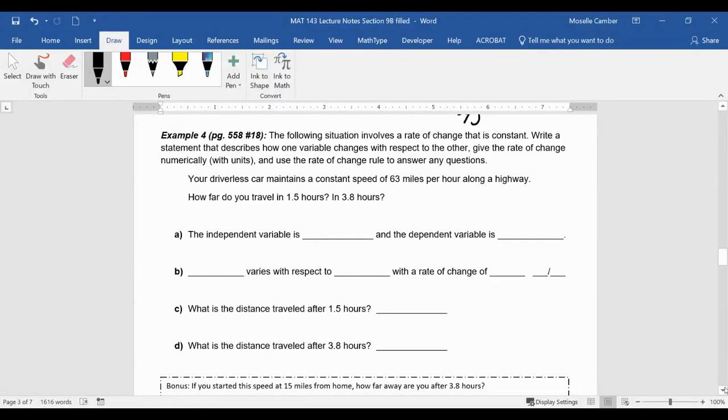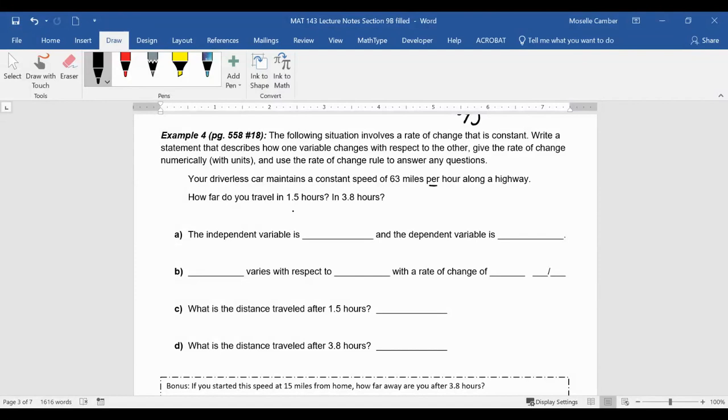Another situation. Okay, so this one again is constant. We have a driverless car maintains a constant speed of 63 miles per hour along a highway. How far does this car travel in 1.5 hours and then in 3.8 hours? Okay, so again, we're trying to figure out what variables we're talking about and what that rate of change is.